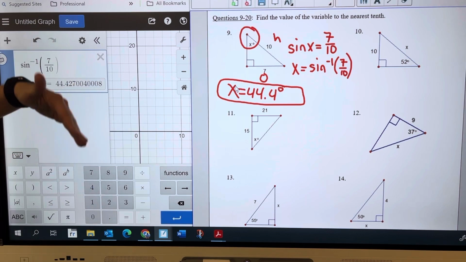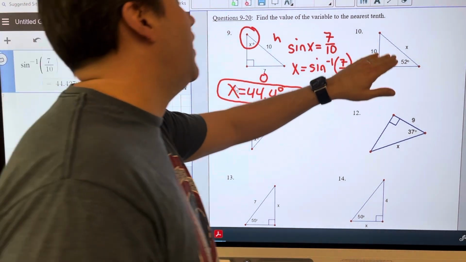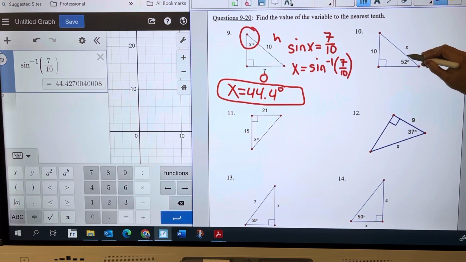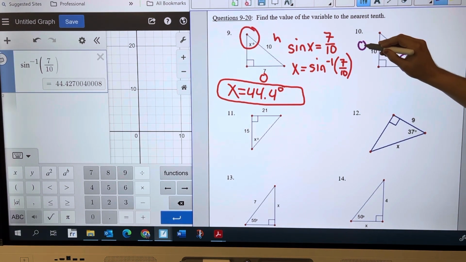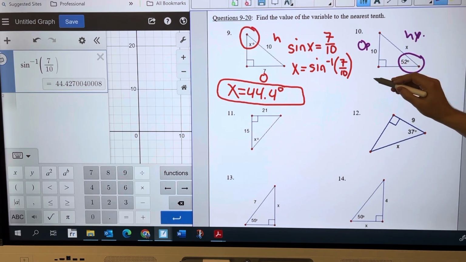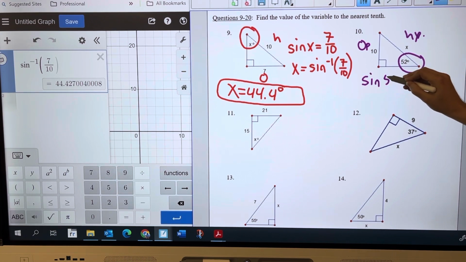We know the angle. This time we know the opposite, and we're looking for the hypotenuse. So here's the angle. That's our focus. Opposite and hypotenuse again is sine. So I'm going to go sine 52 equals the opposite 10 over the hypotenuse x.